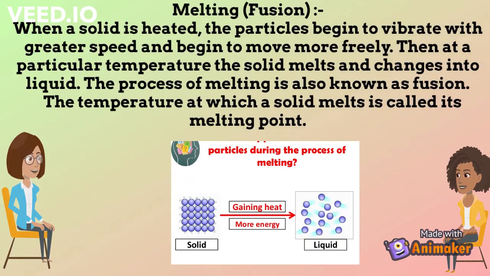Melting, fusion. When a solid is heated, the particles begin to vibrate with greater speed and begin to move more freely. Then at a particular temperature the solid melts and changes into liquid. The process of melting is also known as fusion. The temperature at which a solid melts is called its melting point.